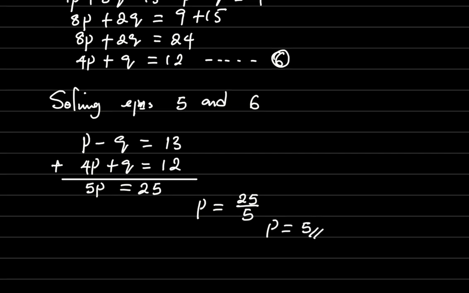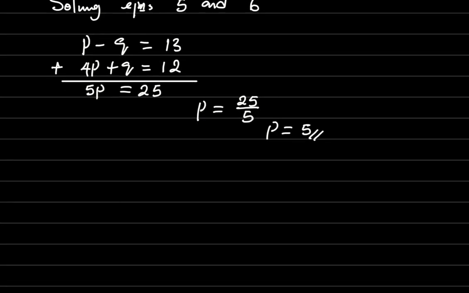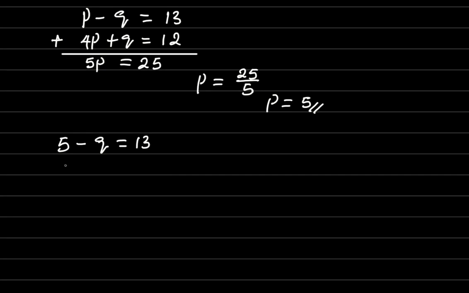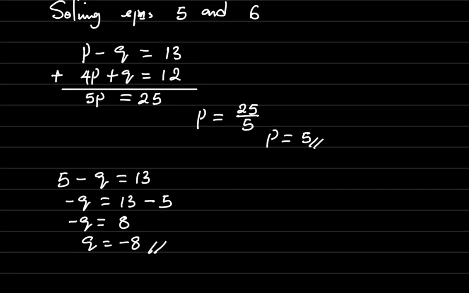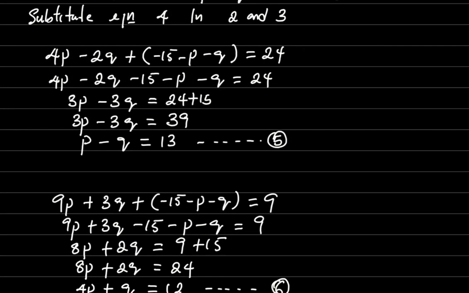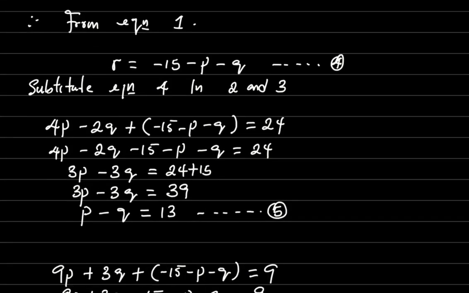So I have my p. I can get my q by substituting into either of equations 5 and 6. I'm picking equation 5, so it's going to be 5 minus q is equal to 13. Taking it there, I have minus q is equal to 13 minus 5. So my answer is minus q is equal to 8. So q is equal to minus 8.